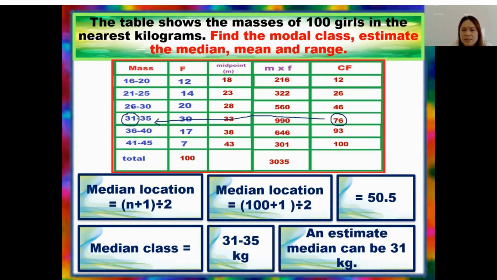Again, this is 30, the last one, or 30.5 for this, which is 46. And remember that 50 is somehow close to this. That means your value should be closer also to that, which is 31. So it can be 31 or 32. That is okay since we are just estimating the median.